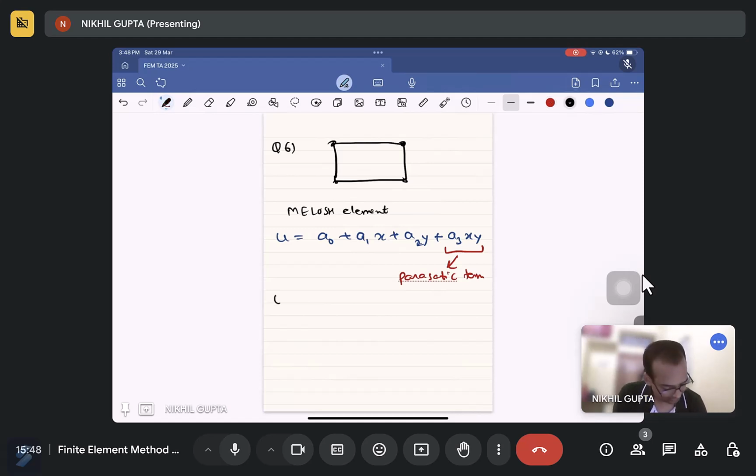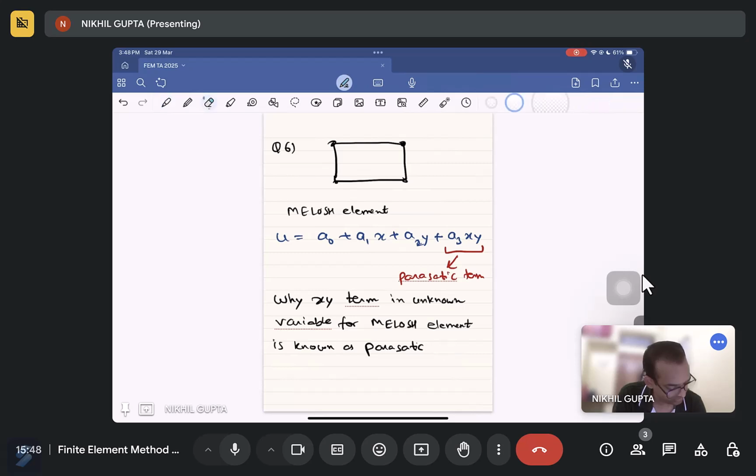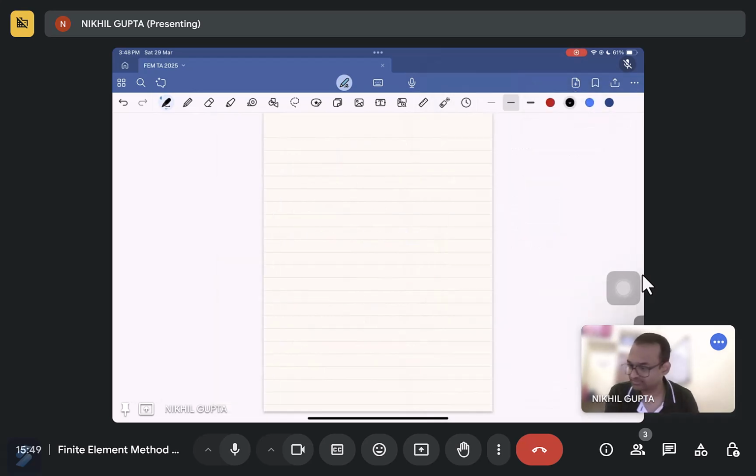So the next question is: why is the xy term in the unknown variable for Melosh element known as a parasitic element, parasitic term? Okay. So solve this now. Okay.